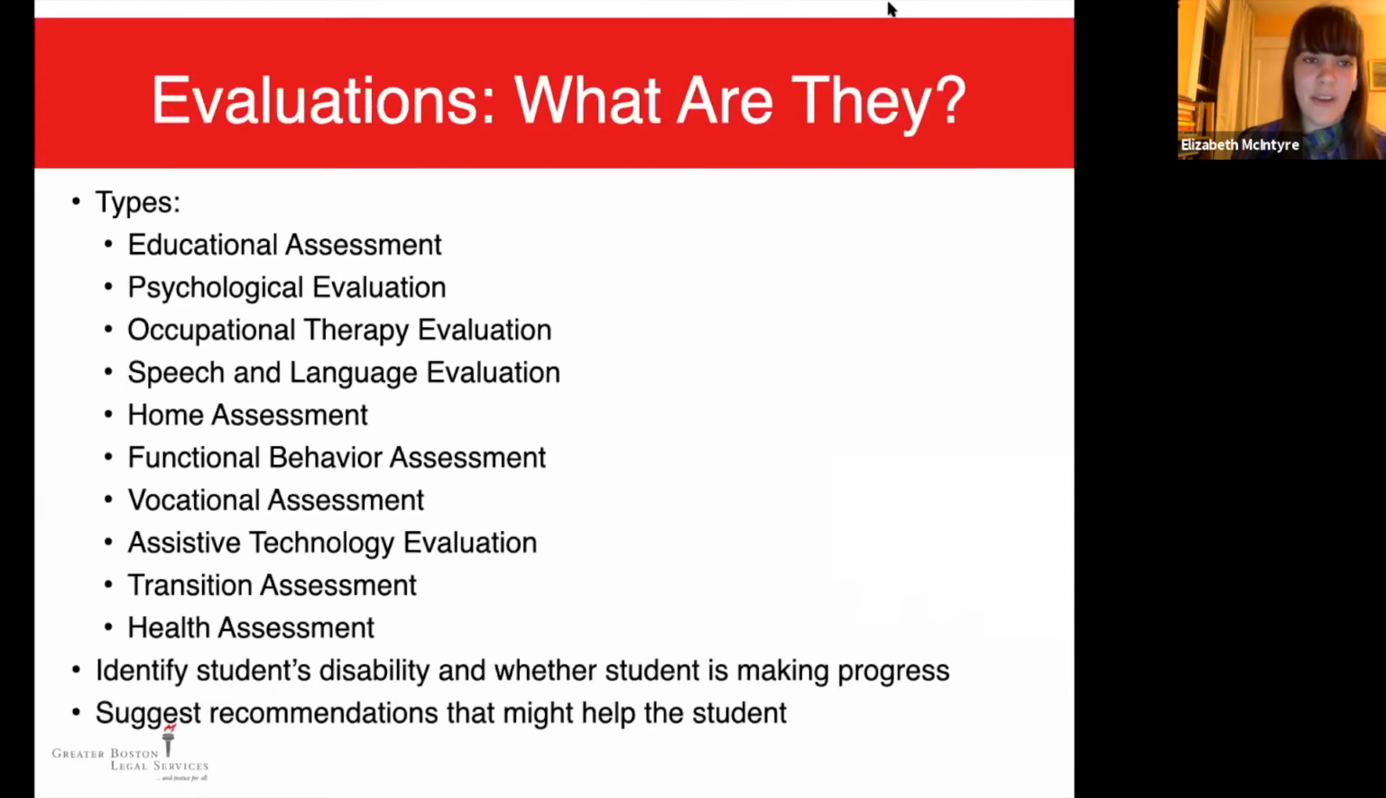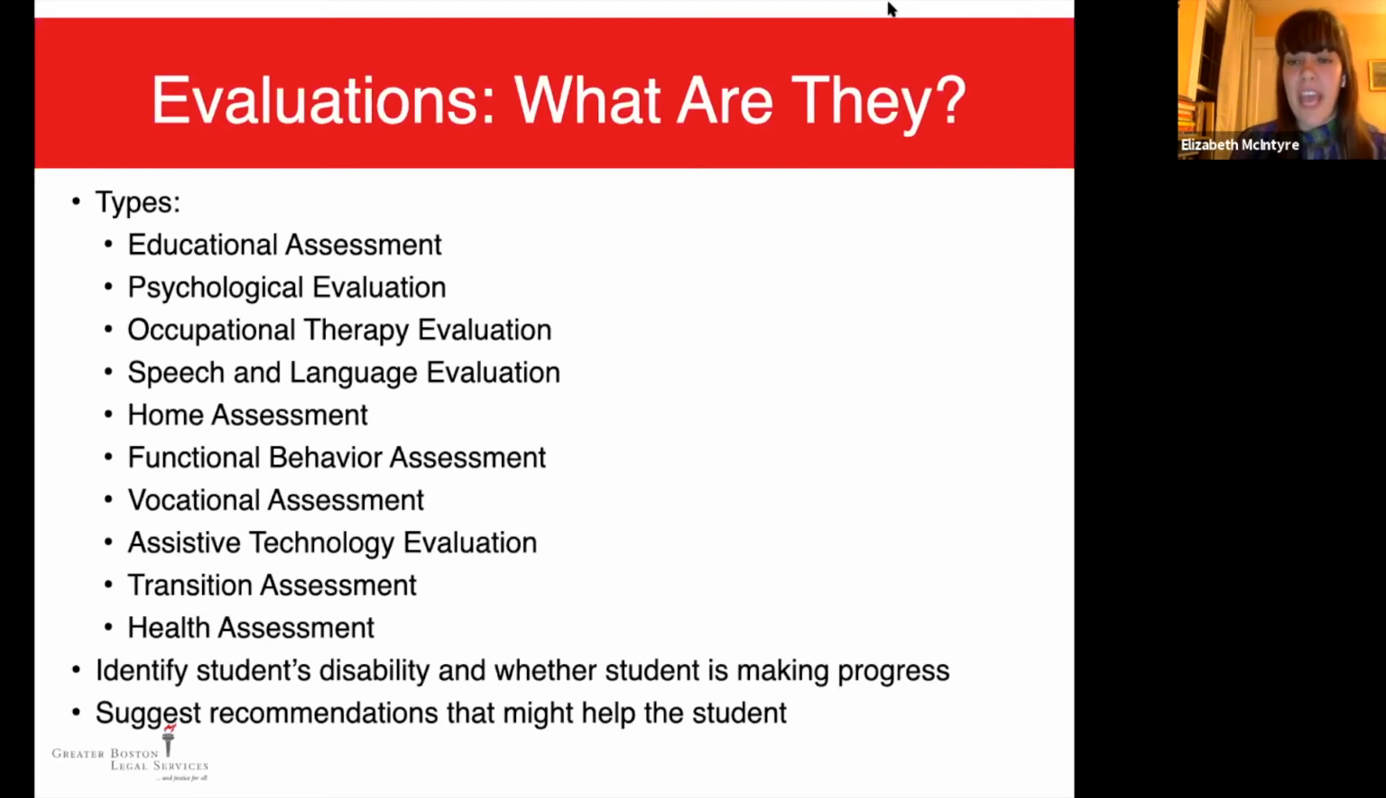What's up with evaluations? This is a list. Obviously, I love lists. This is a list of different types of evaluations that schools, districts, and other evaluators can do. You'll see that it covers a huge variety of things that could be going on for a student. So for example, it covers a psychological evaluation. That's something that might pick up a student having trouble making friends, or a student who becomes really upset at school sometimes. There's speech and language.